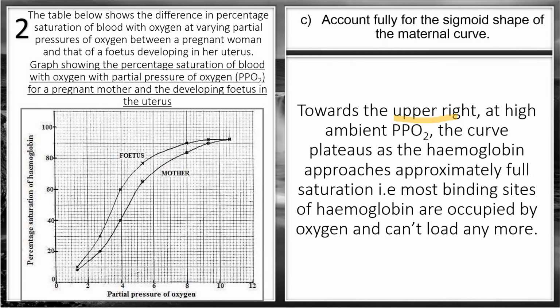Towards the upper right, at a higher ambient partial pressure of oxygen, the curve plateaus as the hemoglobin approaches approximately full saturation. That is, most binding sites of hemoglobin are occupied by oxygen and can't load any more. So when it reaches this point, it comes to a plateau, whereby the hemoglobin is approximately saturated and the binding sites are occupied with oxygen and cannot load any more oxygen.